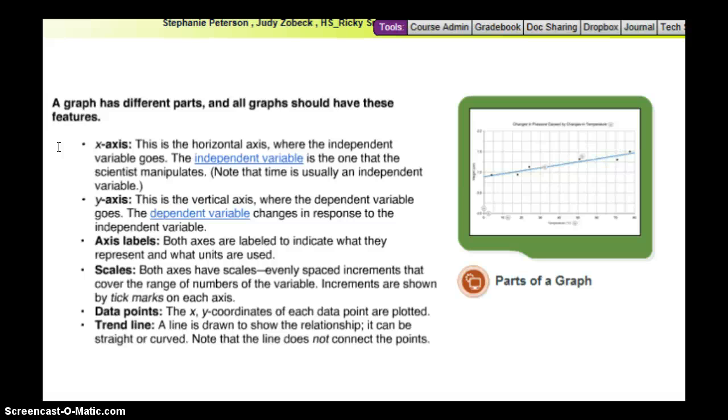Y-axis is the vertical axis, up and down, where the dependent variable goes. The dependent variable changes or depends on the independent variable. So it's the response. Axis labels, both axes are labeled to indicate what they represent and what units are used. Scales, both axes have scales, evenly spaced increments that cover the range of numbers of the variable. Increments are shown by tick marks on each axis. So let's look at what they mean by that.